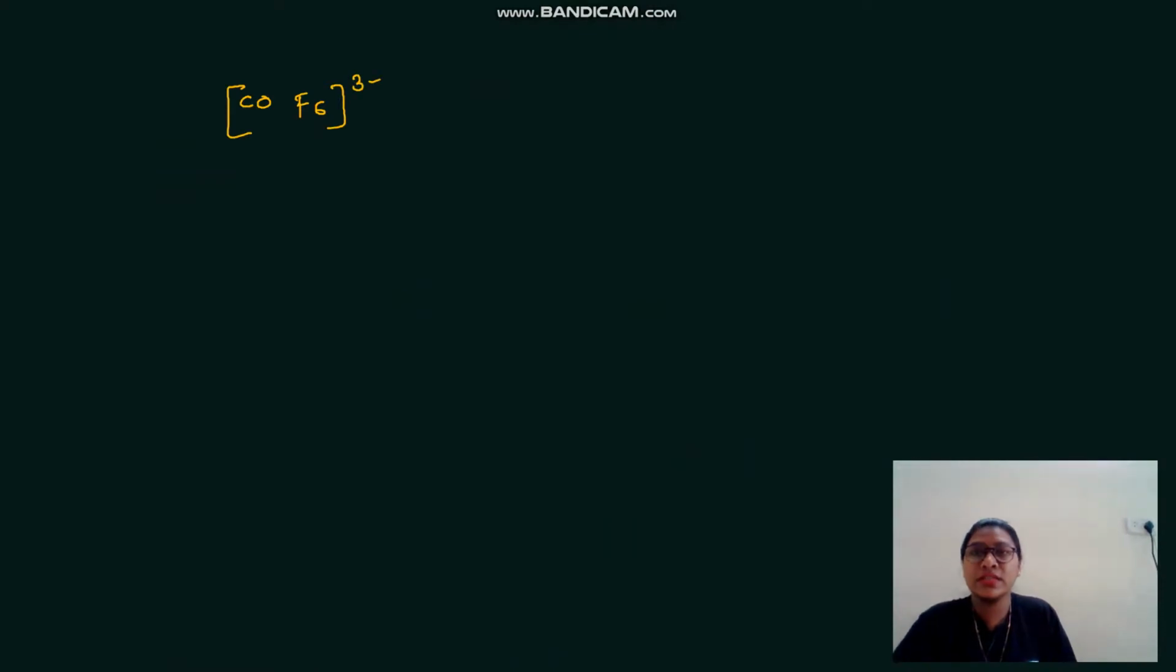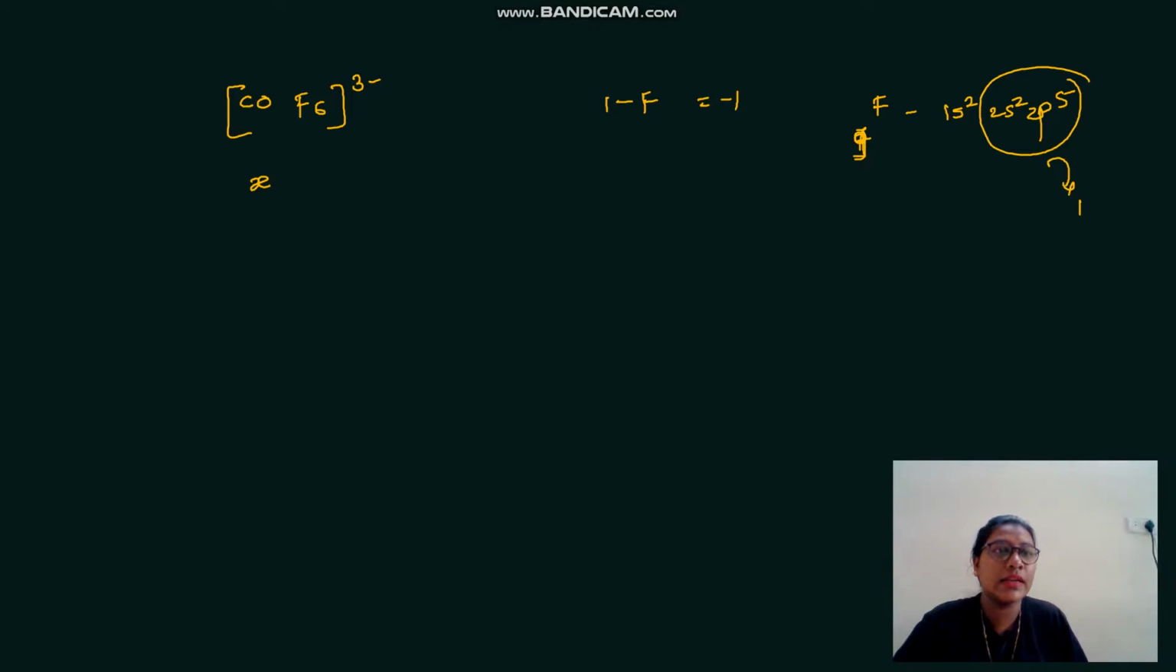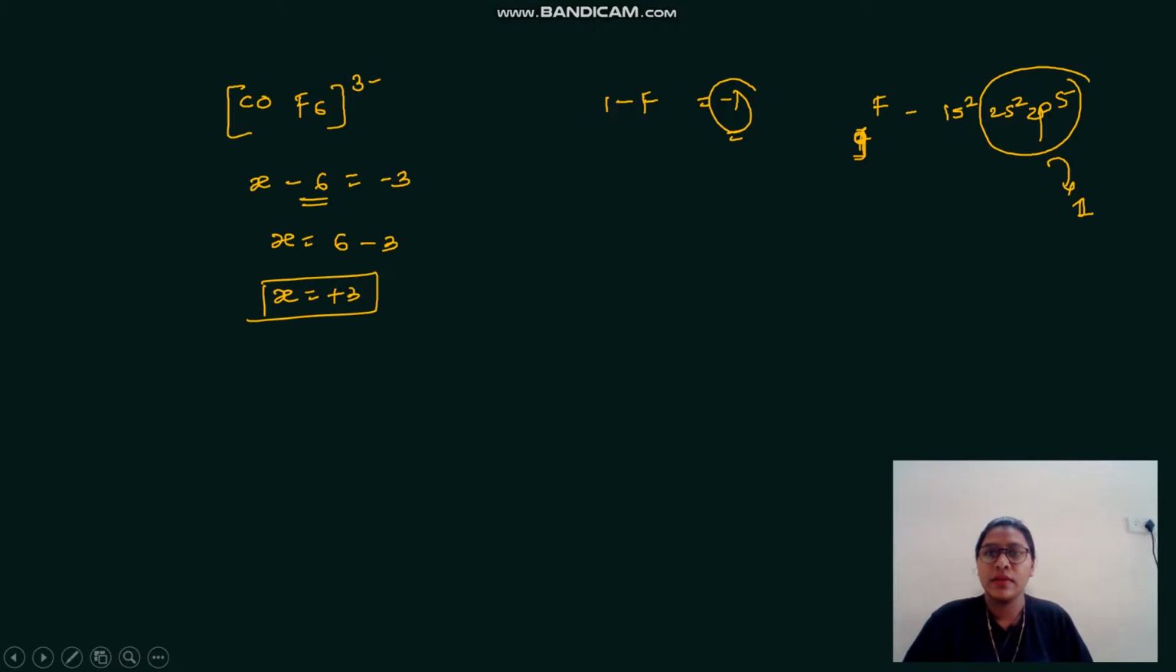First calculate the oxidation state x. The charge on one fluorine is 1 minus. Why 1 minus? The atomic number of fluorine is 9. Electronic configuration 1s2, 2s2, 2p5. For completion of the octet, it requires 1 electron. Therefore, minus 1 is the charge on fluorine. Therefore, x plus 6 times minus 1 is minus 6, and the complex charge is minus 3. Therefore, x is equal to plus 3, the oxidation state.